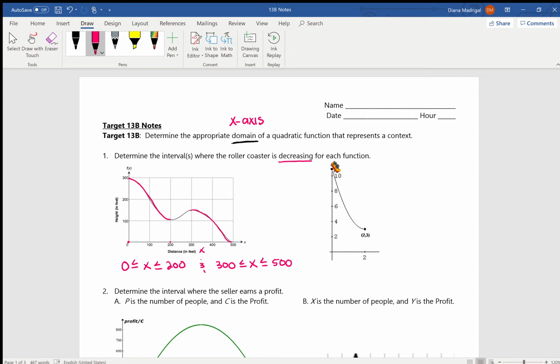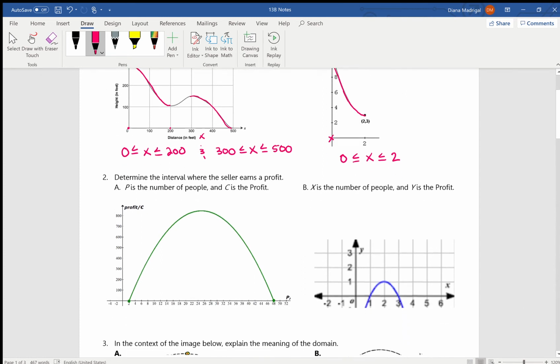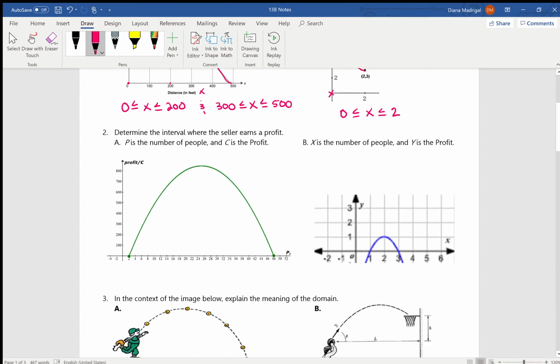All right, let's try the next one. Again, the intervals where it's decreasing, well, we only have one, which is this. And again, we're focusing on the domain, so the x. So this is my x. It starts at 0, and it goes up to 2, where it stops. So those are my intervals when it's decreasing, and that's how we're writing our answers.